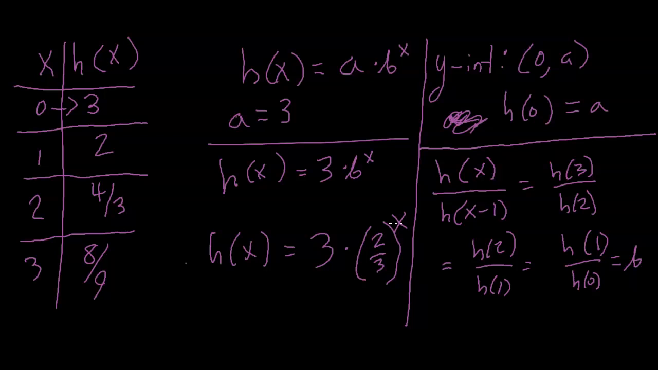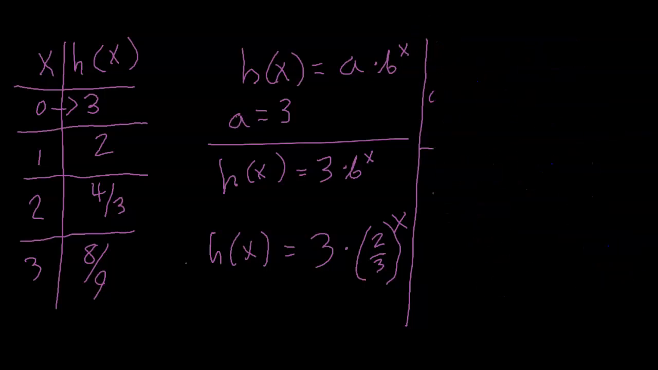How else could we have solved this? Let me get some room right here. Let's go ahead and note that we have h of x equal to 3 times b to the x power. Well, what we could have done is just picked any value of x and substituted that value in. Let's look at what I mean by that.